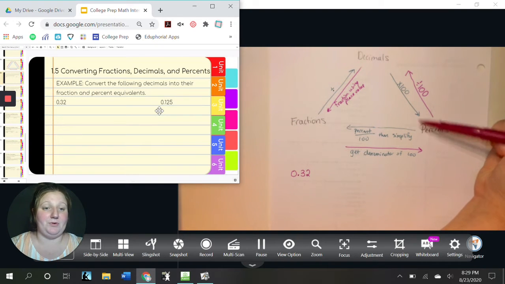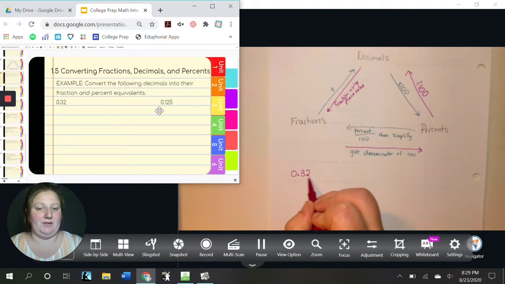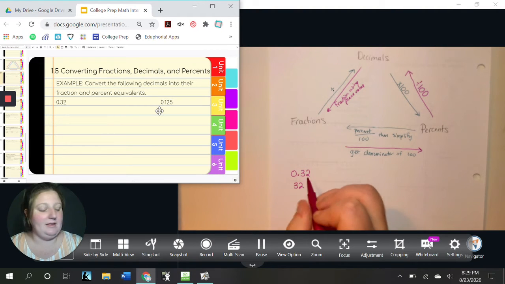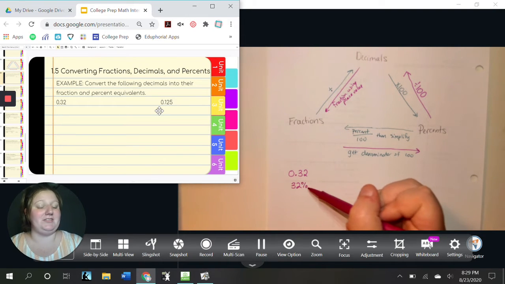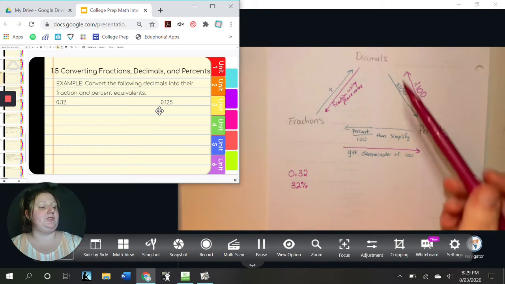but to get from a decimal to a percent, we multiply by 100, which means we move our decimal 2 places over to the right. So when we move it 2 places to the right, we get 32, and then we just add in our percent sign. Alright, so 32% is the percentage form of 0.32. Next, we need to get the fraction. So 2 ways we can do this now.